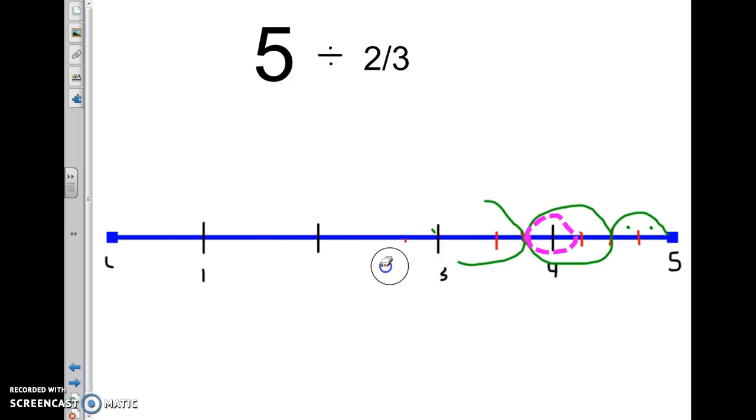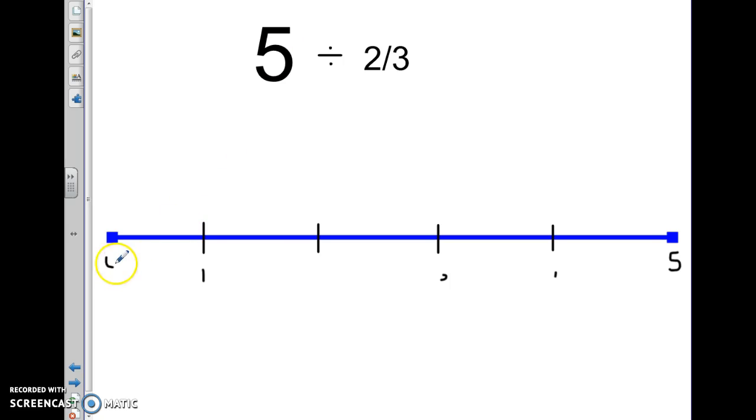So I still have 5 here, right? I'm just going to leave that as the 5. I have my 0 here still. I've got 1, 2, 3, 4, 5. But 2/3 is the size group that I'm breaking up into, so I'm going to break these bigger sections of whole numbers into thirds. And then I'm going to circle groups of 2/3.